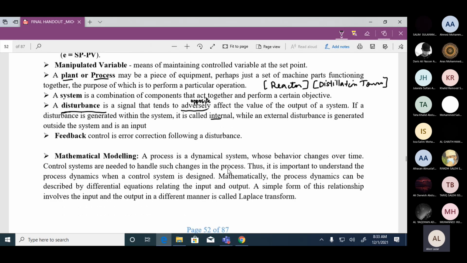What is the meaning of feedback control? Feedback control means it is correcting the error. See, when there is a disturbance, what happens? The process variable is increasing or decreasing. So you are getting an error, and then the error is corrected by the decision taken by the controller. So that's why we say feedback control means it is correcting the error. Following means after the disturbance. So basically, the system is allowed to have a disturbance, and then you're making a correction on it.